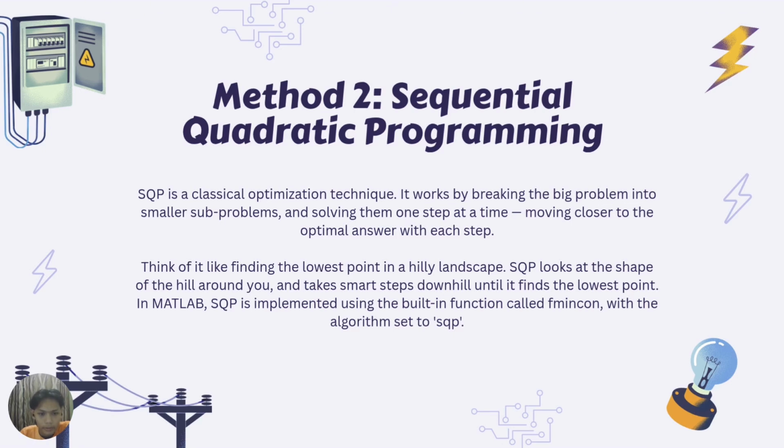So I'll be explaining method number 2, which is sequential quadratic programming. SQP is a classical optimization technique. It works by breaking the big problem into smaller subproblems and solving them one step at a time, moving closer to the optimal answer with each step. Think of it like finding the lowest point in a hilly landscape. SQP looks at the shape of the hill around you and takes smart steps downhill until it finds the lowest point. In MATLAB, SQP is implemented using the built-in function called fmincon with the algorithm set to SQP.